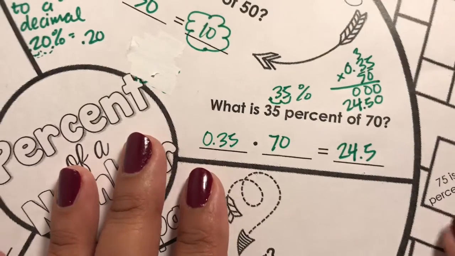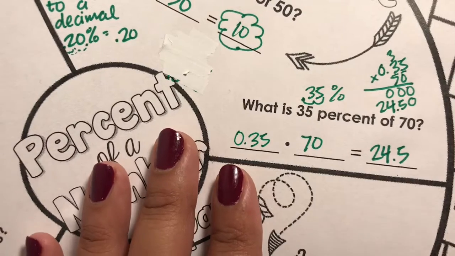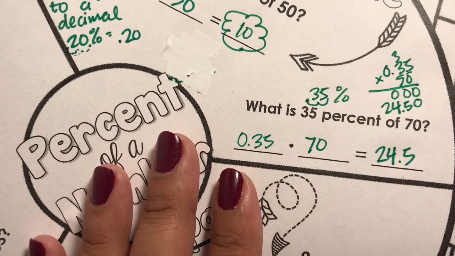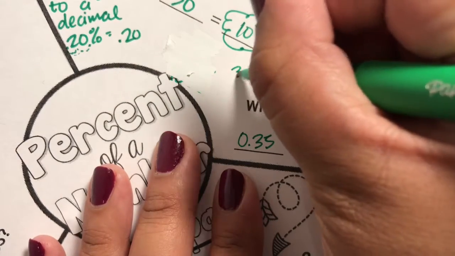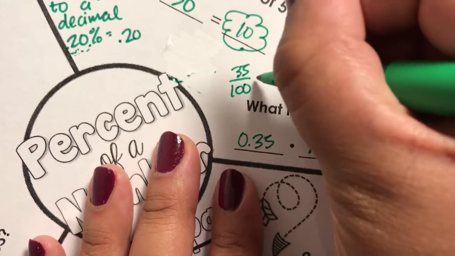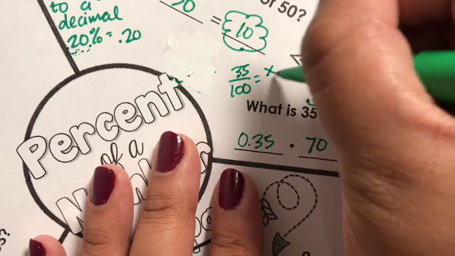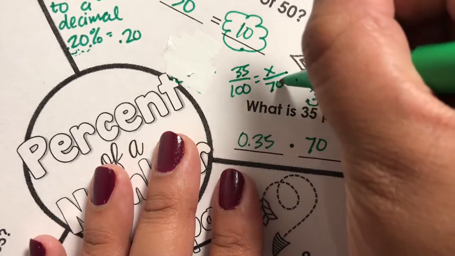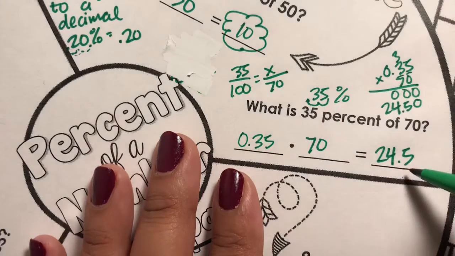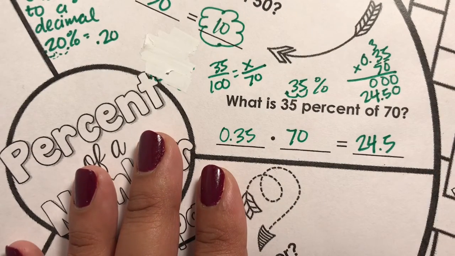Okay, it is the same thing as saying 35 over 100 equals a part over 70, and your part is 24 and 5 tenths.